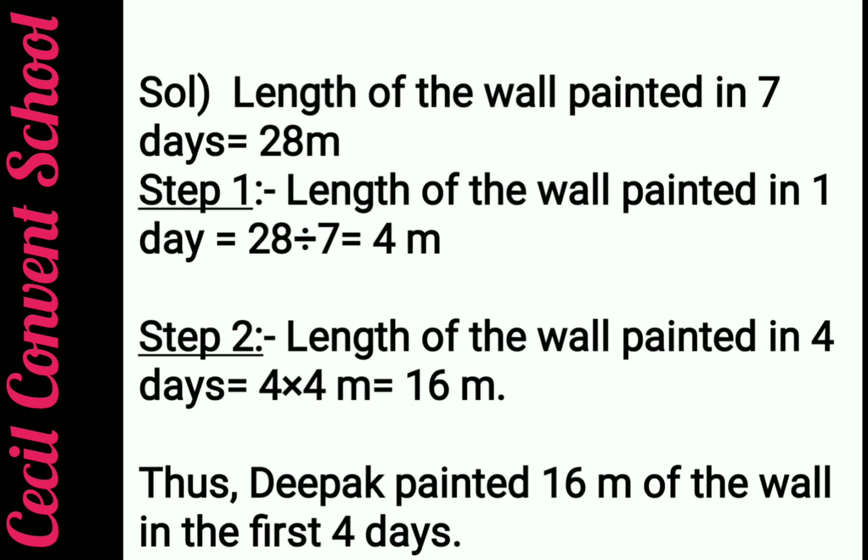Clear? Now in step 2, you have to find the length of wall painted in 4 days. So what do we do? This 4 you have to multiply by 4. When you multiply it, the answer comes 16 meters. Clear? Now we will write the hence line. Hence line, so and thus are the same line. So you write: thus, Deepak painted 16 meters of wall in the first 4 days.